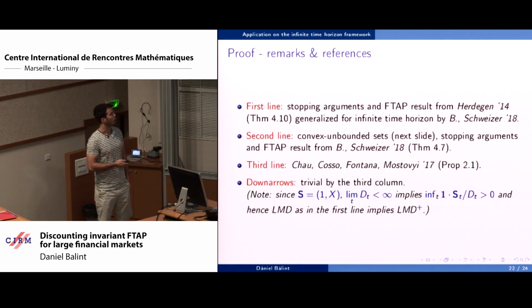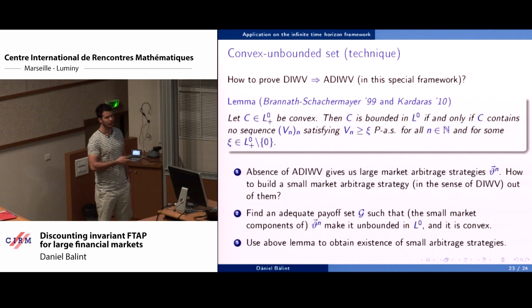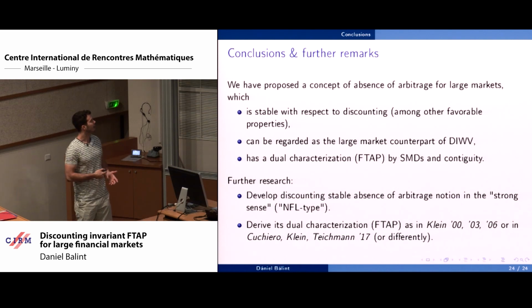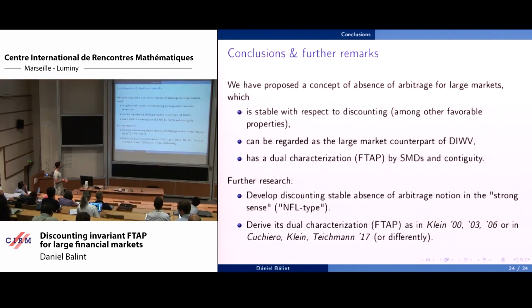Okay, so there are some slides for the proof, which I again won't elaborate on in detail. And then it's probably time to conclude. So what we have done is we have proposed the concept of absence of arbitrage for large markets, which is most importantly stable with respect to discounting. So it doesn't show this kind of interesting behavior as presented in the first motivating example. It can be regarded as a large market counterpart of dynamic index weight viability introduced in the talk yesterday of Martin Schweizer.